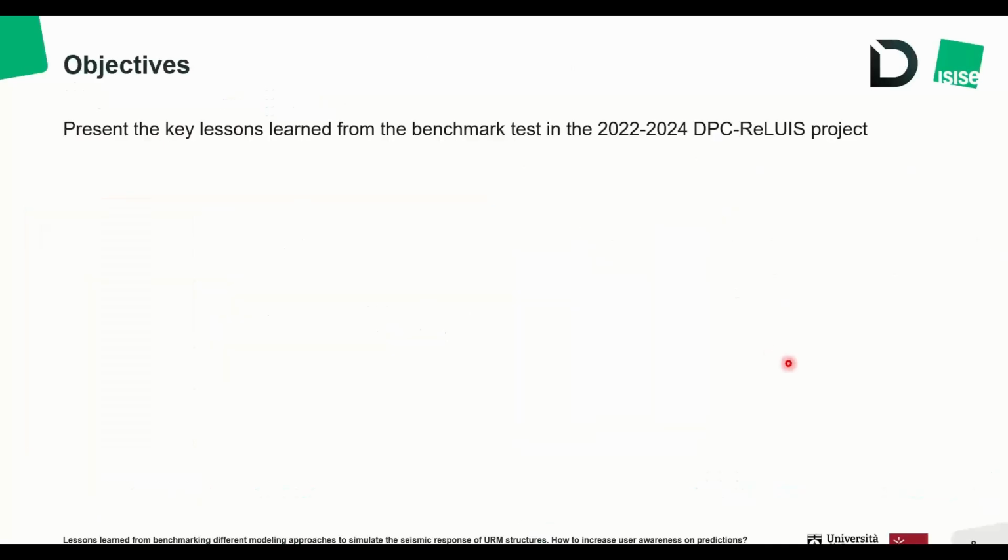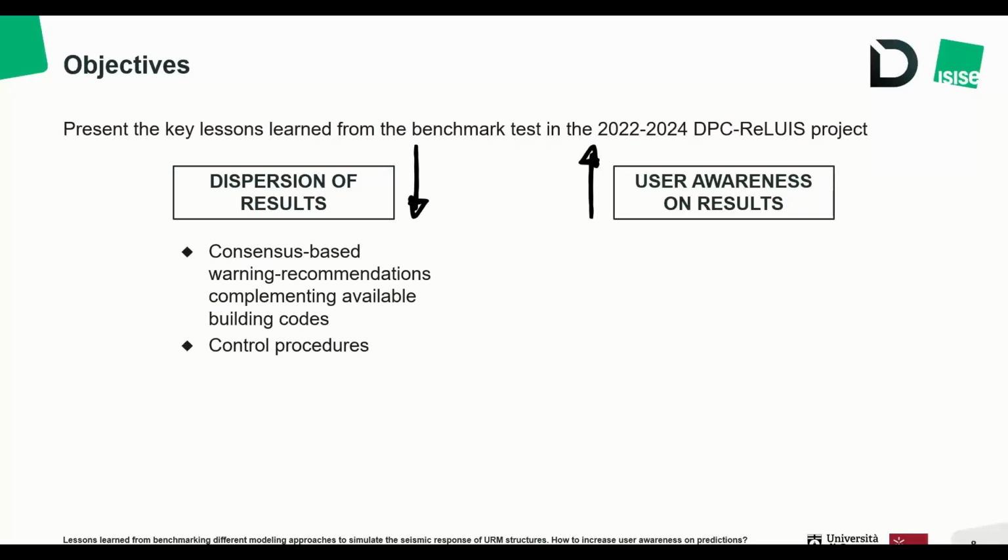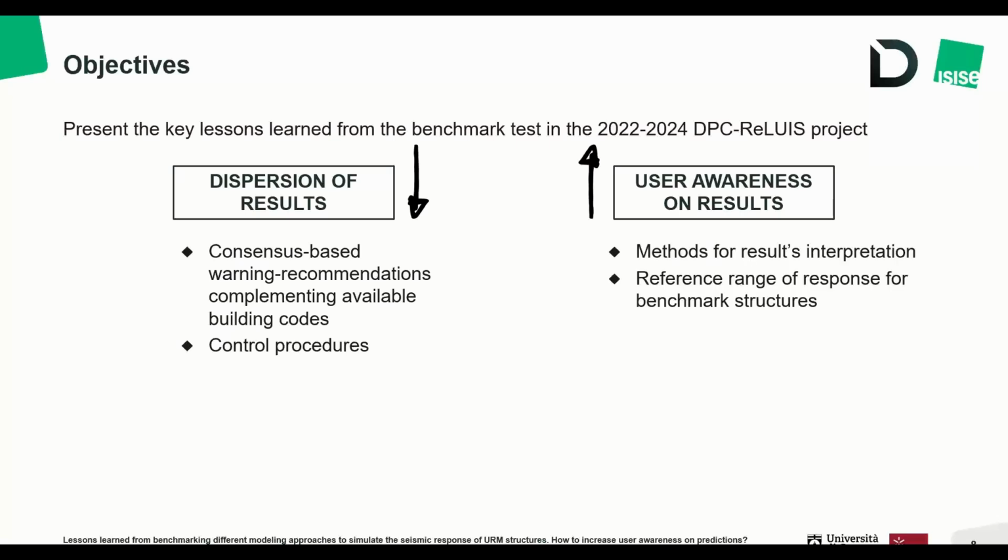the presentation. The main objective of this presentation today is to present the key lessons learned from the benchmark test in the ReLUIS project, because we want to decrease the dispersion of results by providing consensus-based warning recommendations that try to complement those recommendations that we have in building codes, and also providing control procedures. And we want to increase user awareness on the results by providing methods for results interpretation and reference ranges of response for benchmark structures that were analyzed.